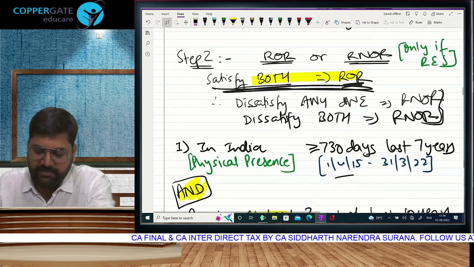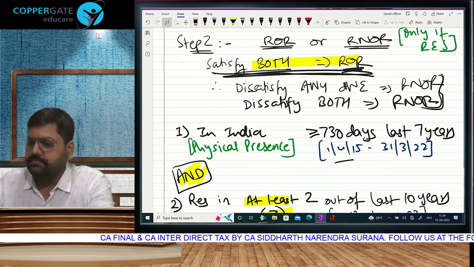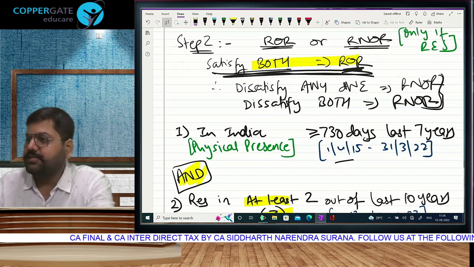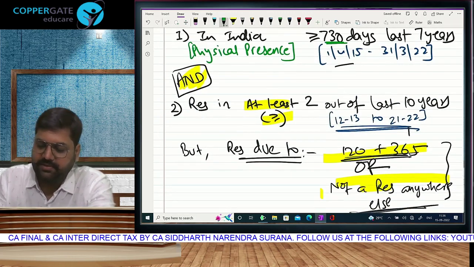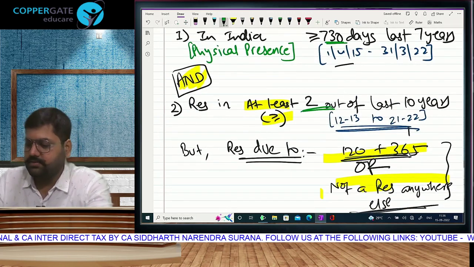First we wrote our step number 2. ROR or NOR: 2 conditions, satisfy both. We have done plenty of questions. What are the 2 conditions? 730 days in last 7 years. Resident in 2 out of last 10 years.